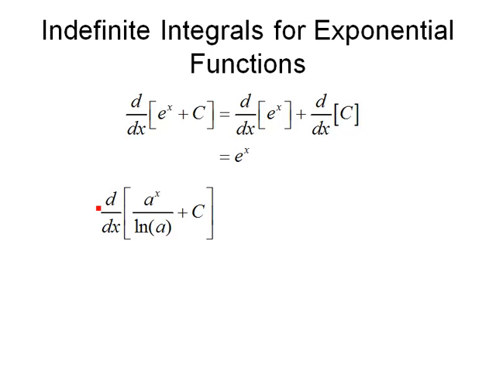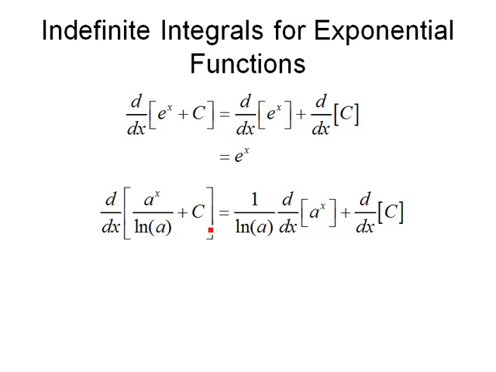If we were to take the derivative of a to the x over ln of a plus c, we'll break it up the same way, except now we'll pull out the ln of a as 1 over ln of a times the derivative of a to the x plus the derivative with respect to x of the constant. So when I work out the first term, the derivative of a to the x with respect to x is ln of a times a to the x. Remember, the derivative of our constant will be 0, and notice that the ln of a's cancel out here, leaving us with a to the x, which was our original integrand. So this verifies our rule that we talked about a little bit earlier.